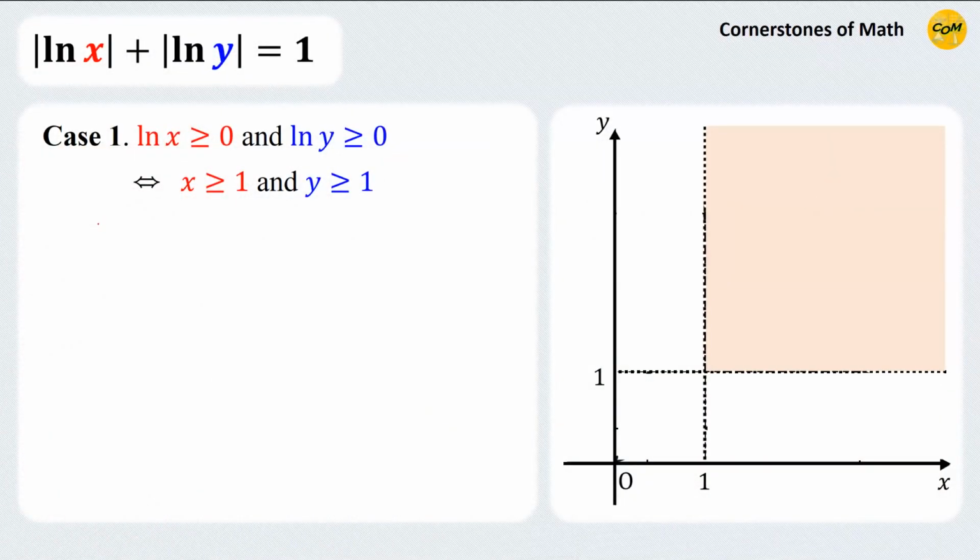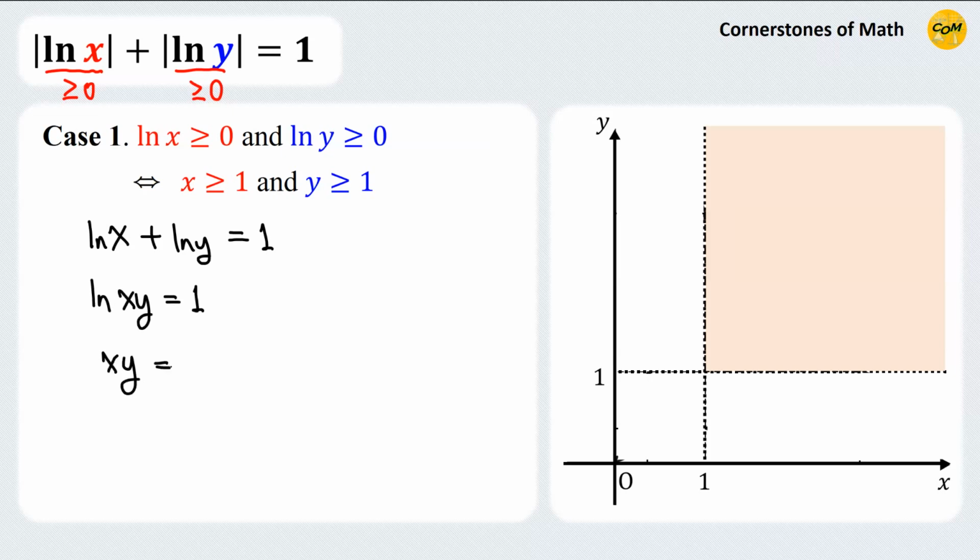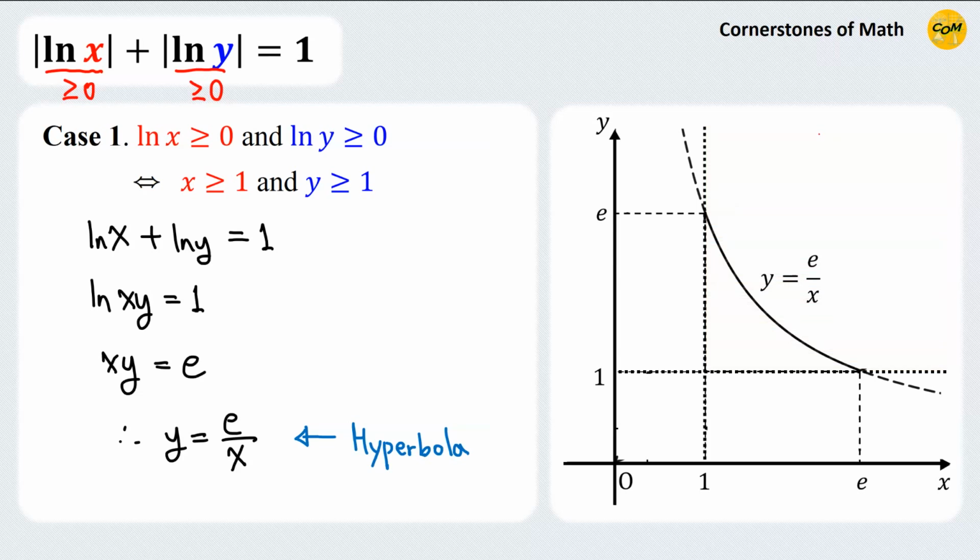First, when x and y are both greater than or equal to 1. In this case, ln x and ln y are both non-negative, so the equation becomes simply ln x plus ln y equals 1. So ln xy equals 1, so xy equals e, so we have y equals e over x. This is the very basic hyperbola, so in this region, the graph looks like this, a part of the hyperbola.